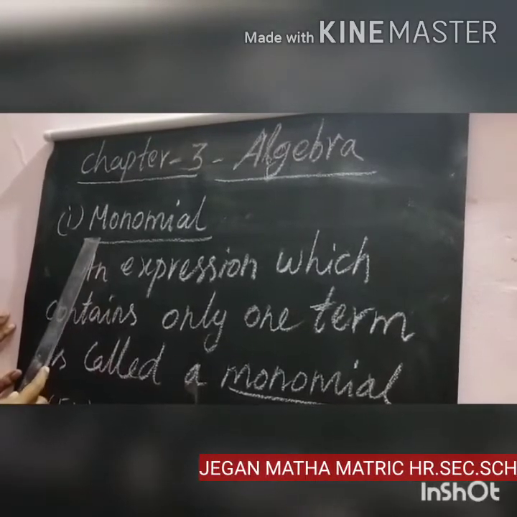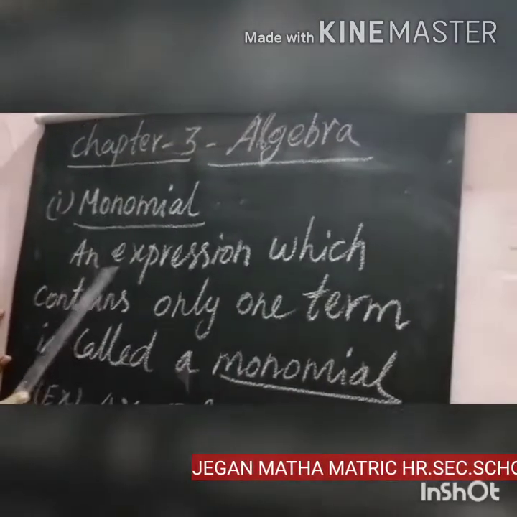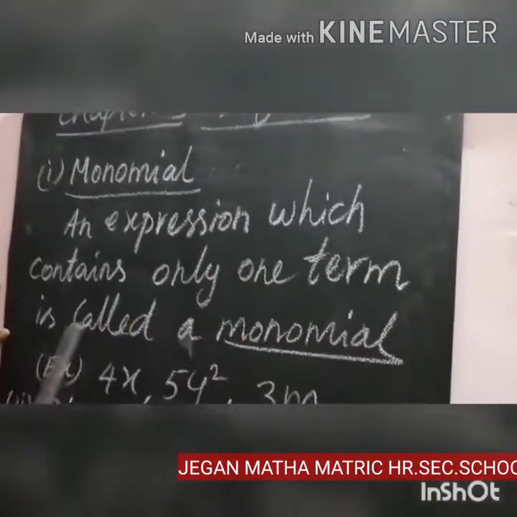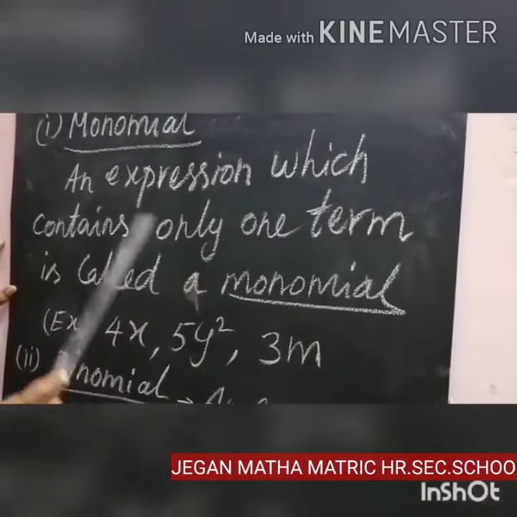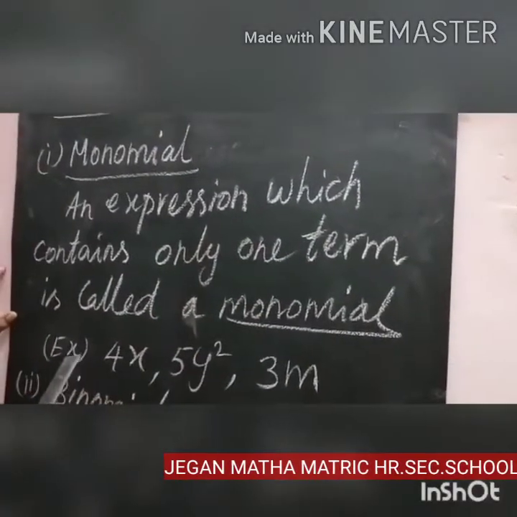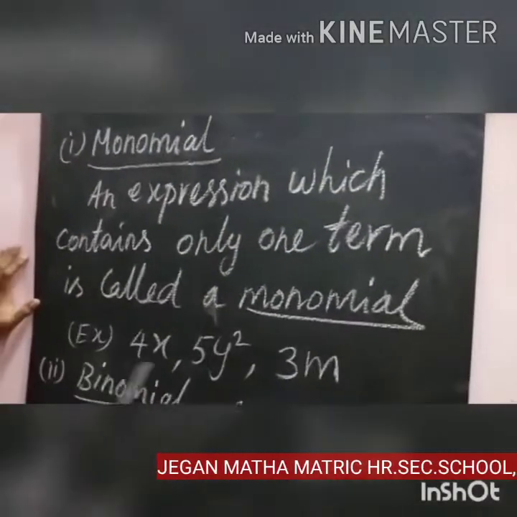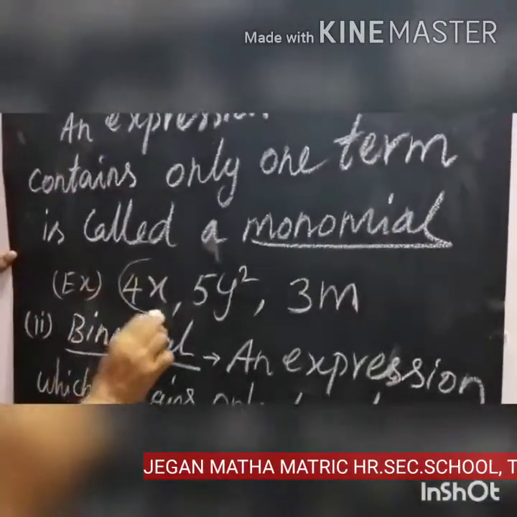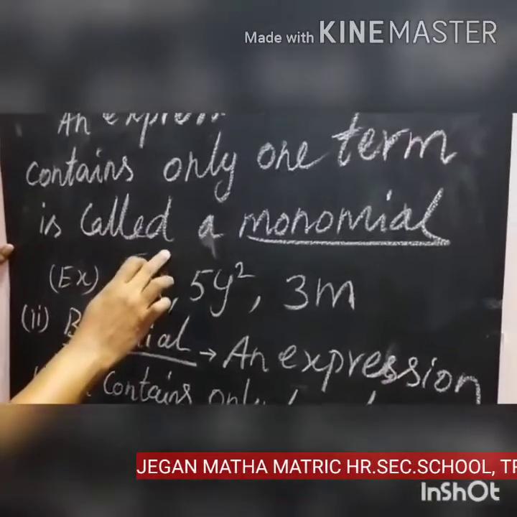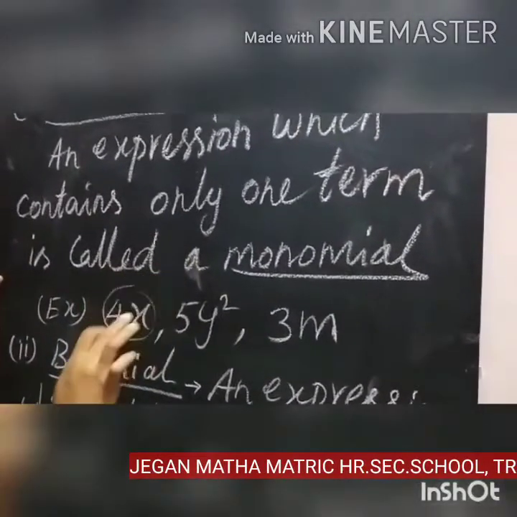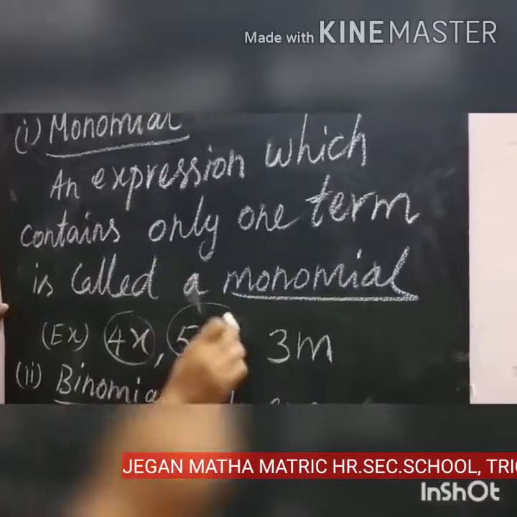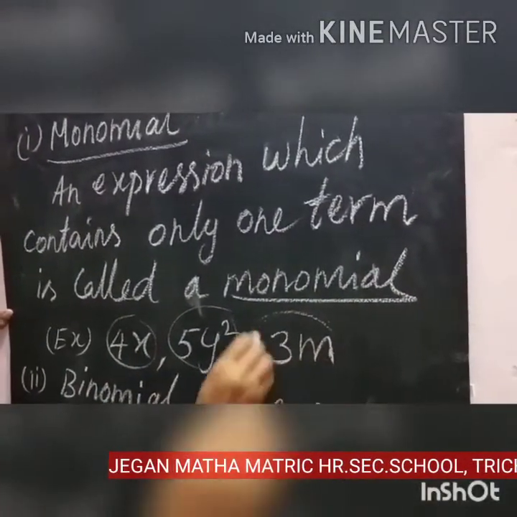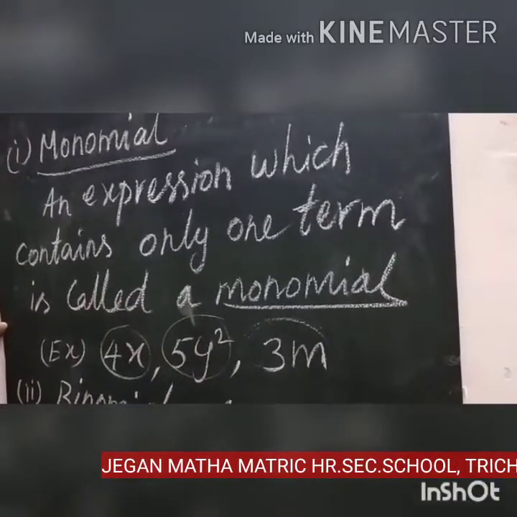See the first heading, monomial. An expression which contains only one term is called a monomial. For example, 4x. See this one only, 4 and x. In between there are no signs, plus or minus. 4x, 5y square, each has one term only. 3m, this is also only one term.